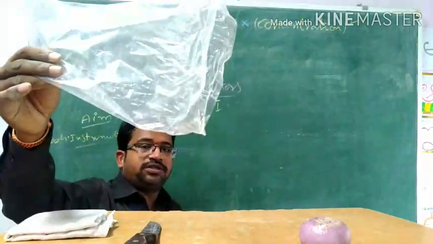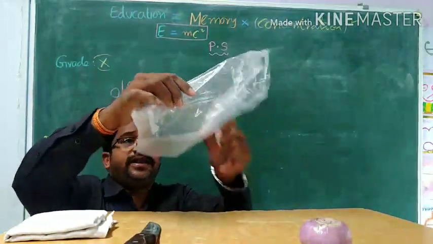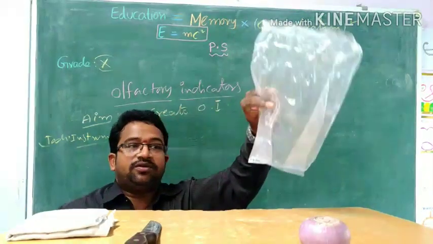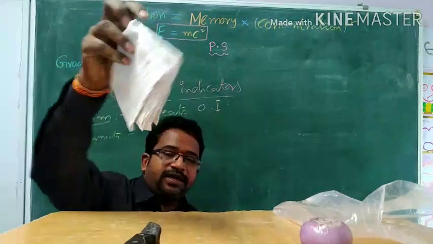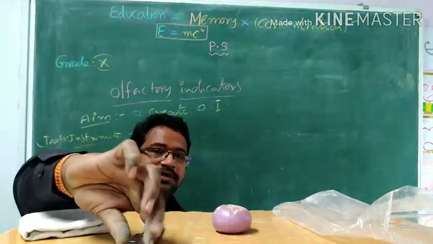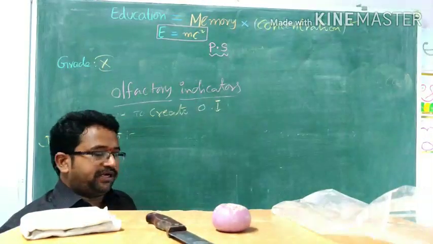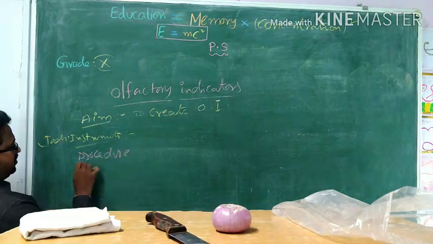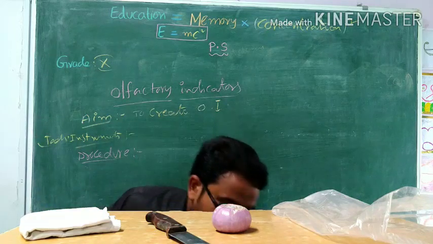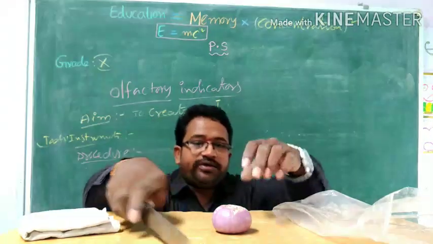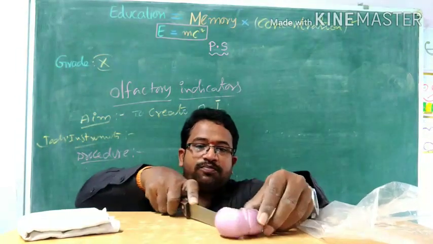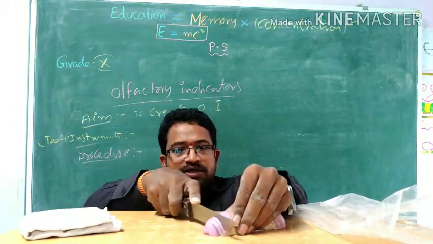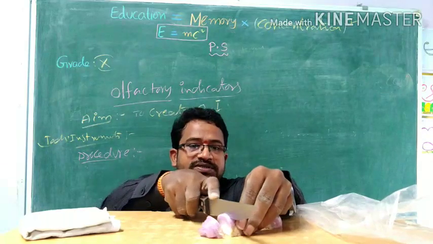One, polythene. Don't forget, children, it is a high density polythene. I am not using polythene which cannot be recycled, it is a recyclable polythene. Don't misunderstand. And a clean cloth, an onion, and a knife. These are the apparatus. Then the procedure. Let us see what we have to do and what happens. First, you have to cut this onion into small pieces. It has to be chopped into small pieces like this.